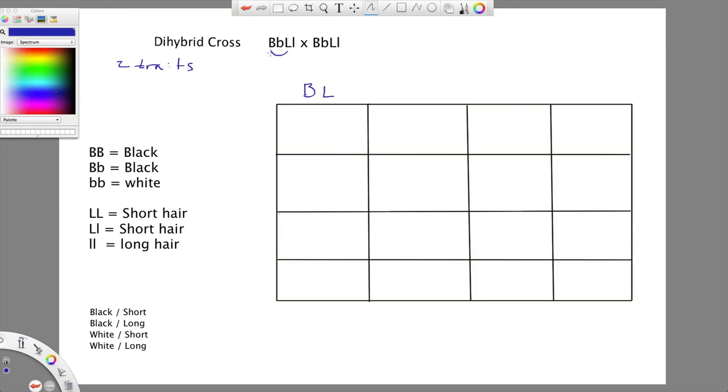Another combination that we can make is a big B, little l, and I'll put that gamete here. We can also make a little b, big L, and then last we can make a little b, little l. I've placed those gametes on top of the Punnett square here.